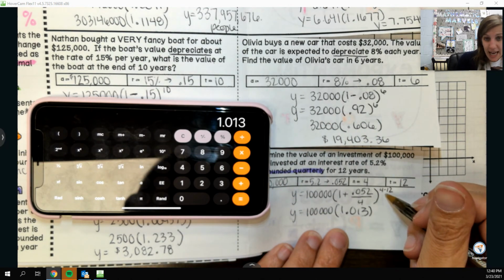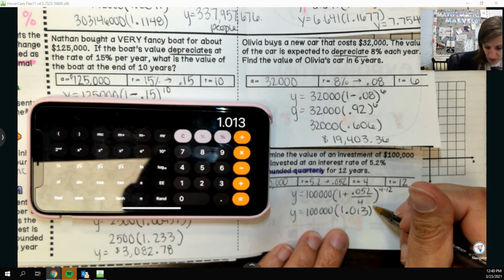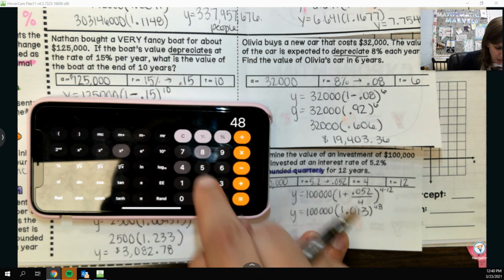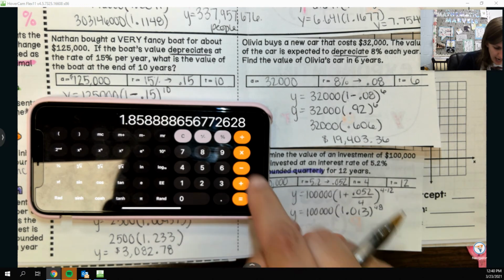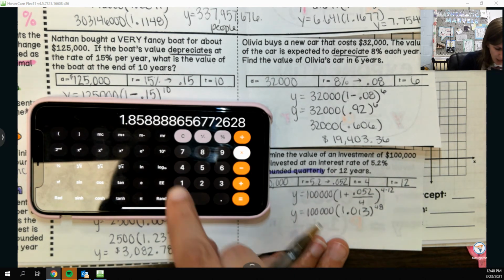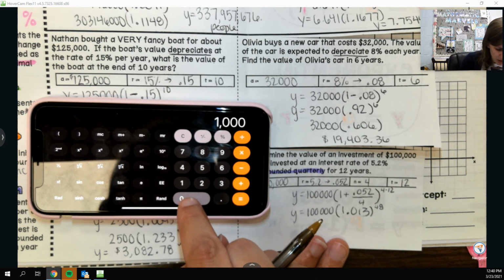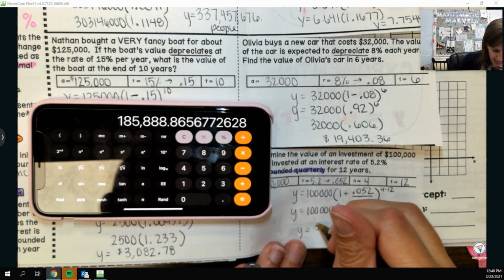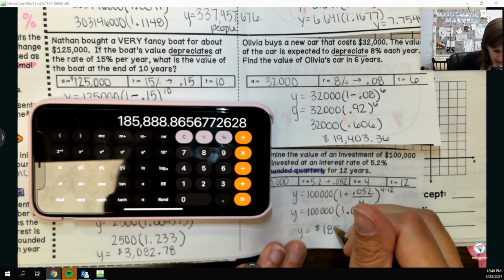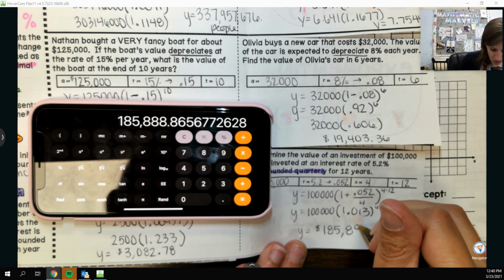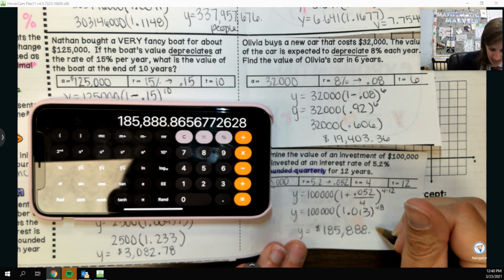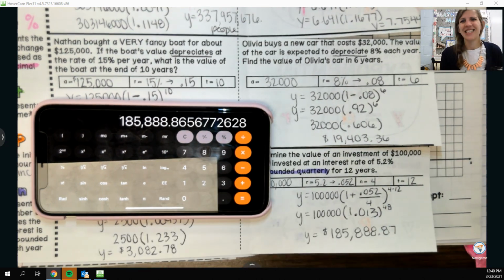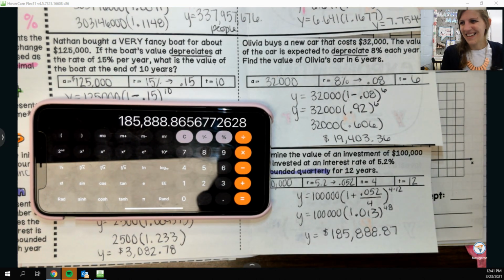Now my exponent, again, I can do that little multiplication right there for 48, and then I'm going to raise this to the 48th power, and then times that by the 100,000 to get my new investment amount that I now have, which is $185,888.87. Yes. All right. See you guys on the next one.